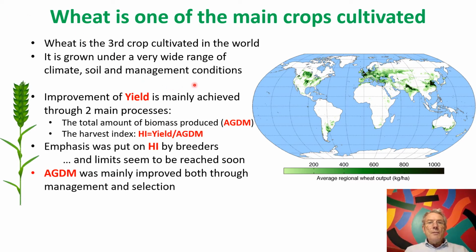Improvement of yield is mainly achieved through two main processes: the total amount of biomass produced and the harvest index. The harvest index is the yield divided by the total biomass produced. Currently, emphasis was put on harvest index by breeders, but the limit seems to be reached soon. Between 50 or 60% of the total biomass can be transferred to the grains to make the yield.